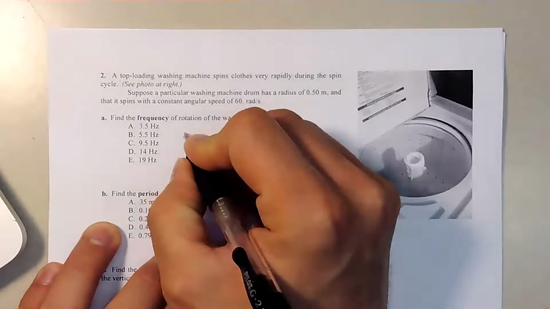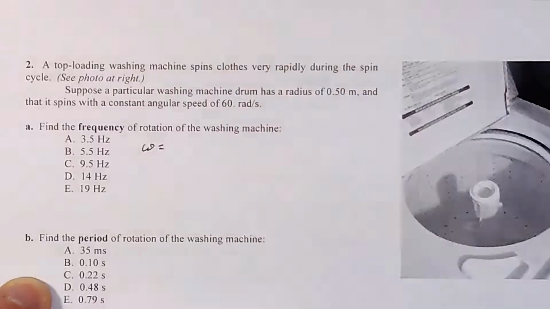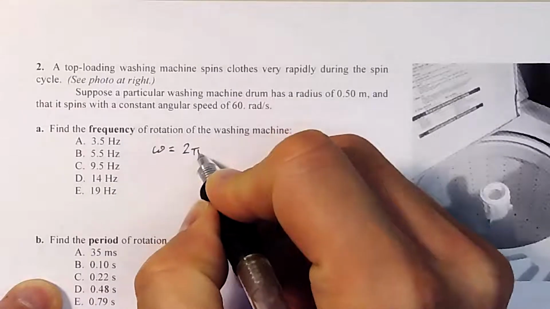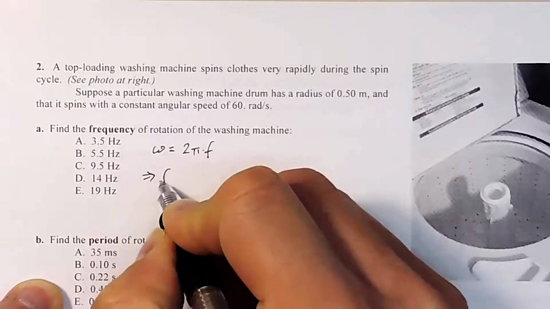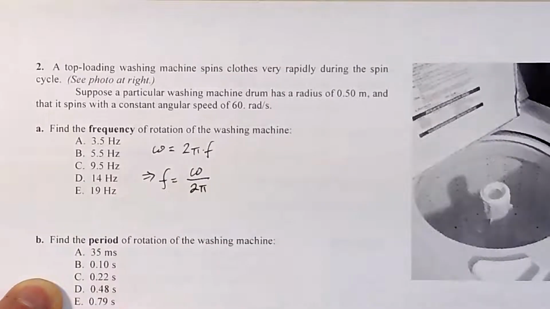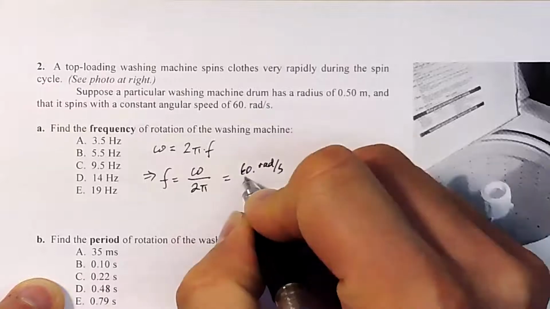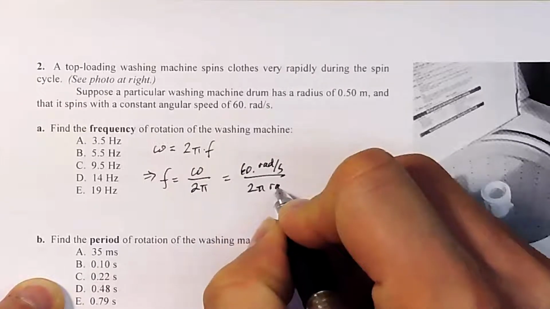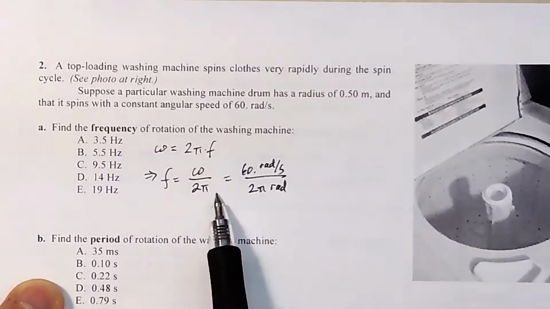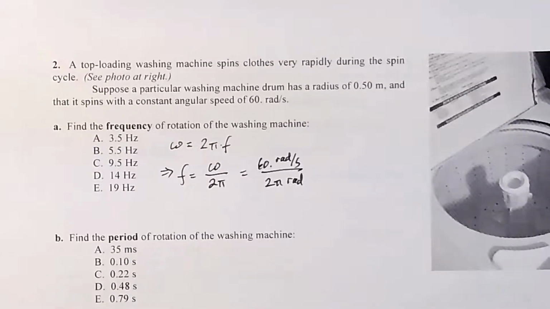Well, you might remember that the angular frequency is equal to 2 pi times f. So that means that the regular frequency is the angular frequency over 2 pi. So that's equal to 60 radians per second over 2 pi. Remember that the 2 pi has understood on it the units of radians, but we can drop those units whenever we want because radians are dimensionless. But you got to remember that they're there.